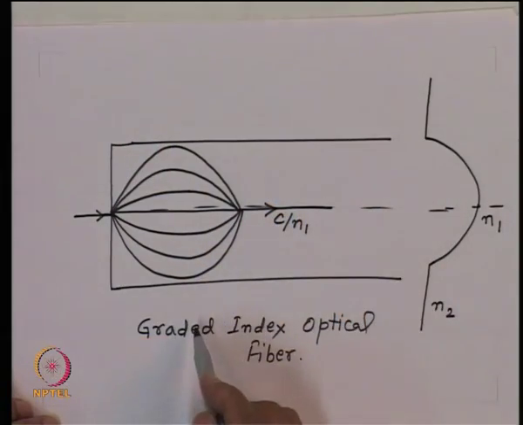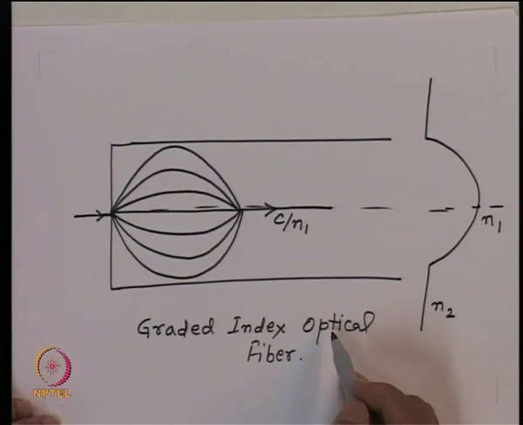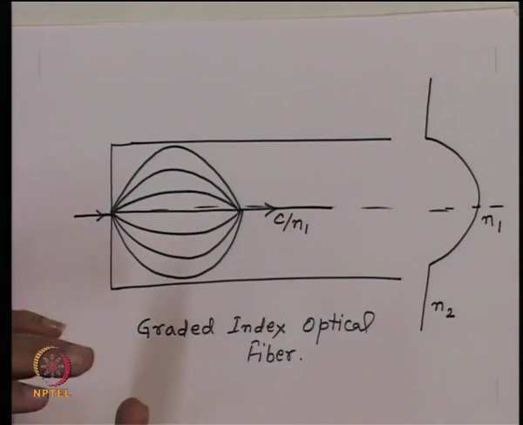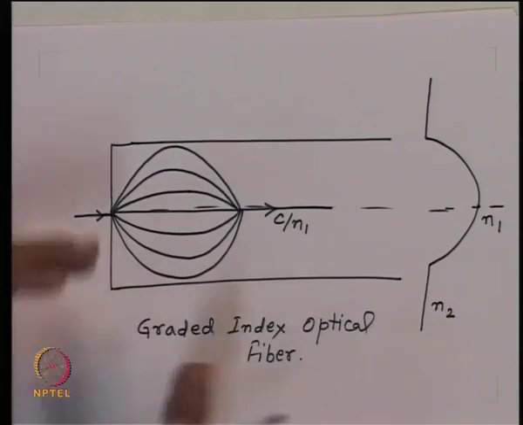So, one can show with rigorous analysis that if you take this refractive index profile, which is parabolic in nature, then you get the best possible time compensation and you get the least pulse broadening on this graded index optical fiber.